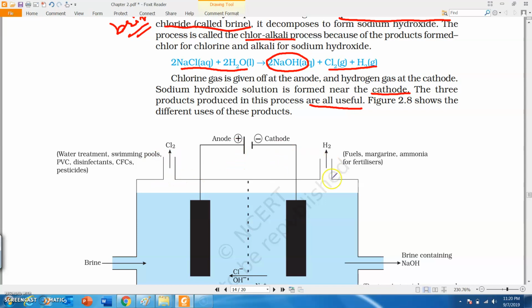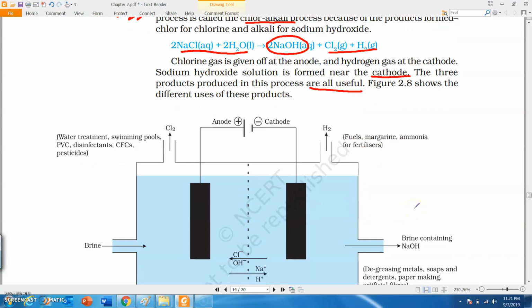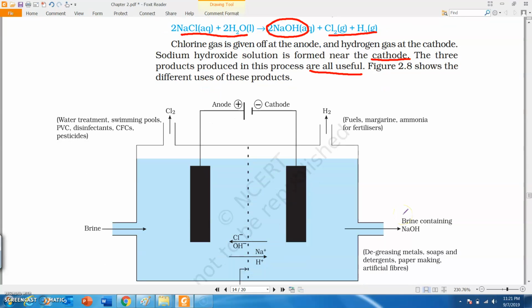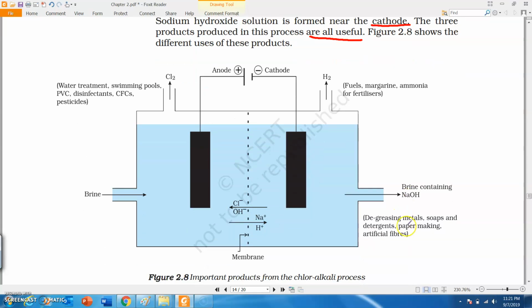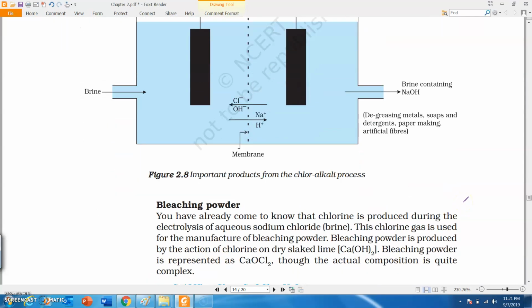And at the cathode, hydrogen gas is produced, which is used for fuel, margarine, ammonia and fertilizers. The third thing is sodium hydroxide, which is also near the cathode. The brine containing sodium hydroxide solution comes on the cathode side.